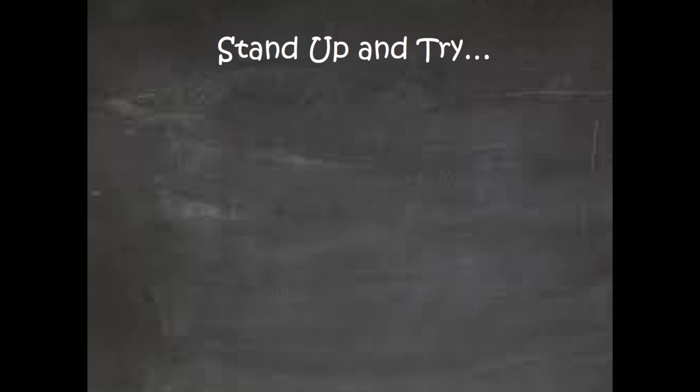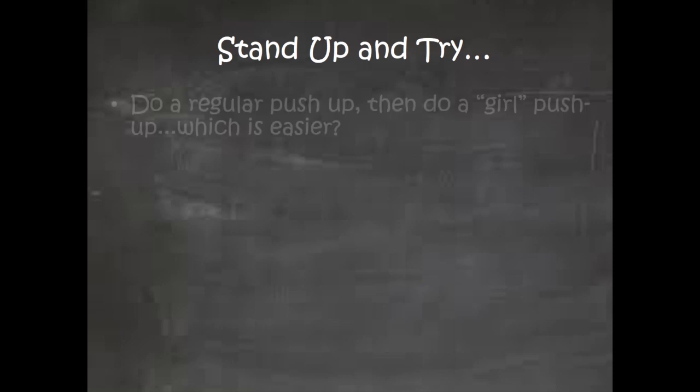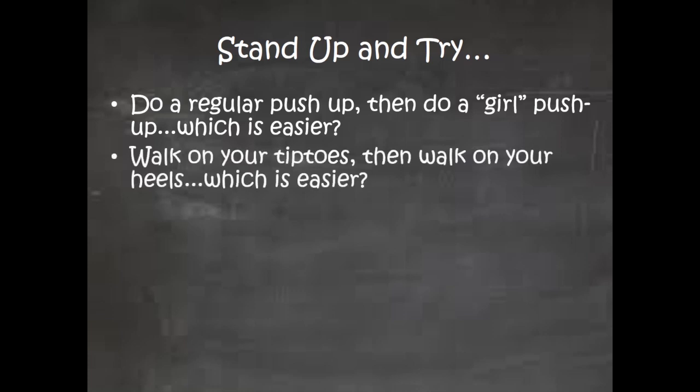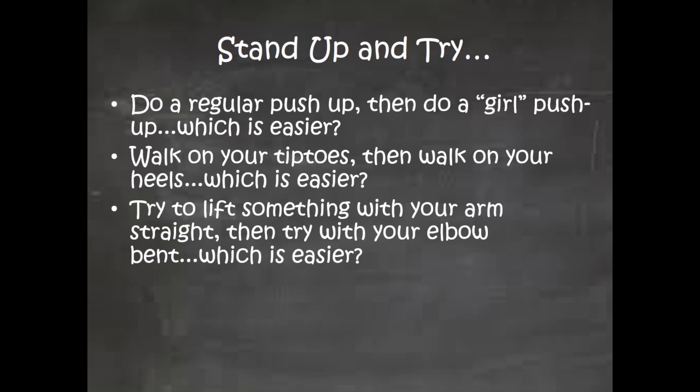First, stand up and give it a try. Do a regular push-up, and then do a girl push-up where you rest on your knees instead of your toes. Which is easier? Now try walking on your tiptoes, then walking on your heels. Which is easier? Next, try to lift something while keeping your arms straight, and then try to lift the object with your elbow bent. Which is easier?